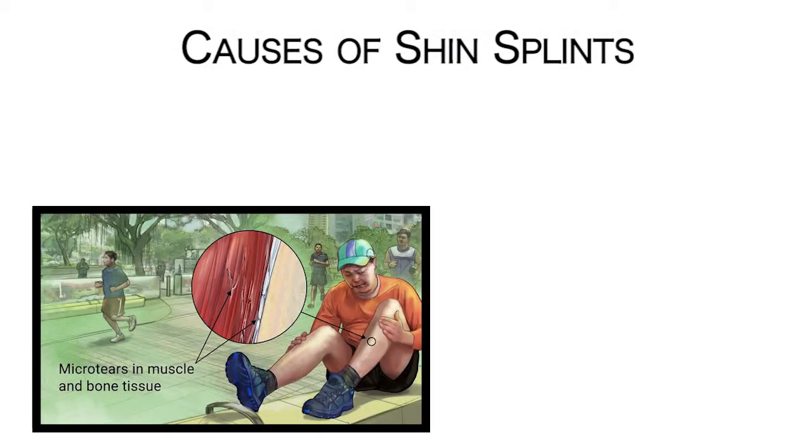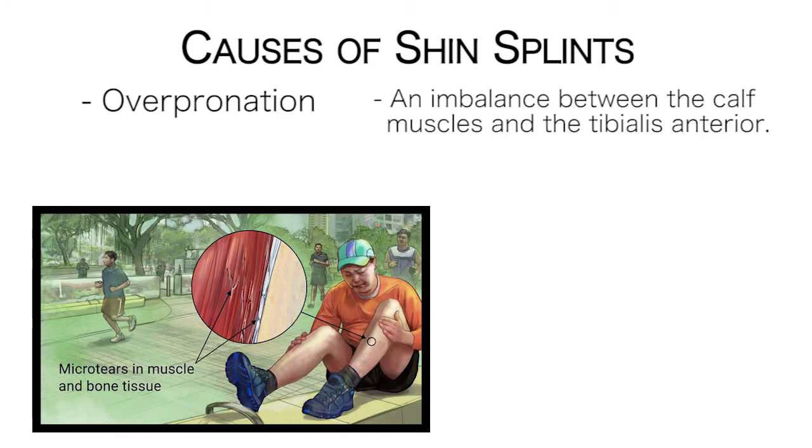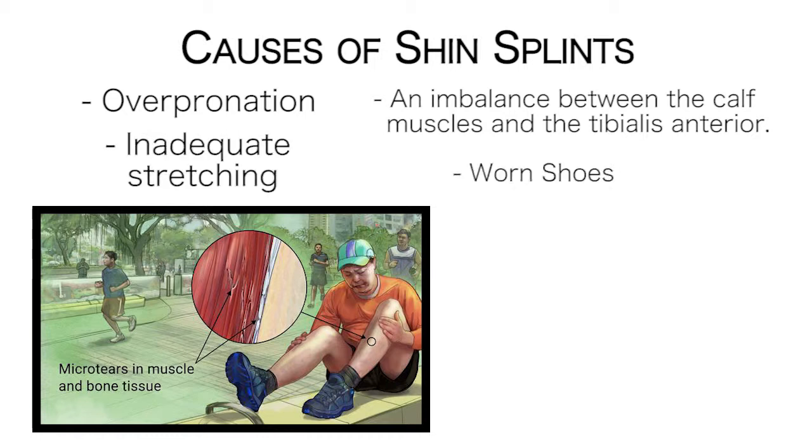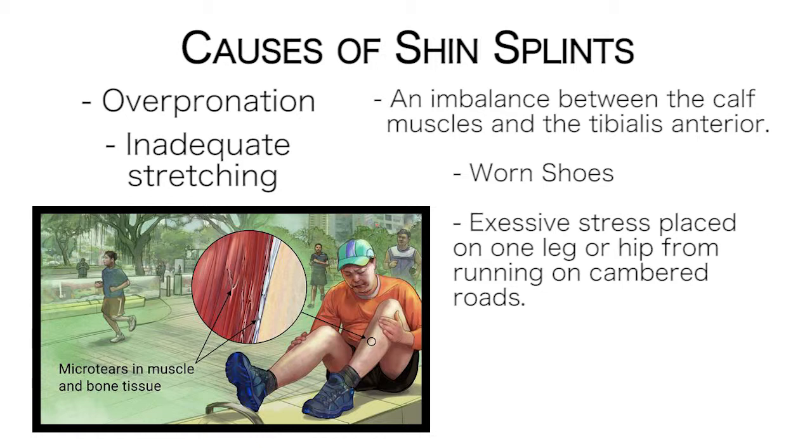They often occur when novice exercisers advance their training too quickly or experienced exercisers abruptly change their workout routine, adding too much mileage, volume, or simply mixing it up with some new, different type of training. There can be a number of causes of shin splints. Overpronation, an imbalance between the calf muscles and the tibialis anterior, inadequate stretching, worn shoes, or excessive stress placed on one leg or hip from running on cambered roads or always running in the same direction.